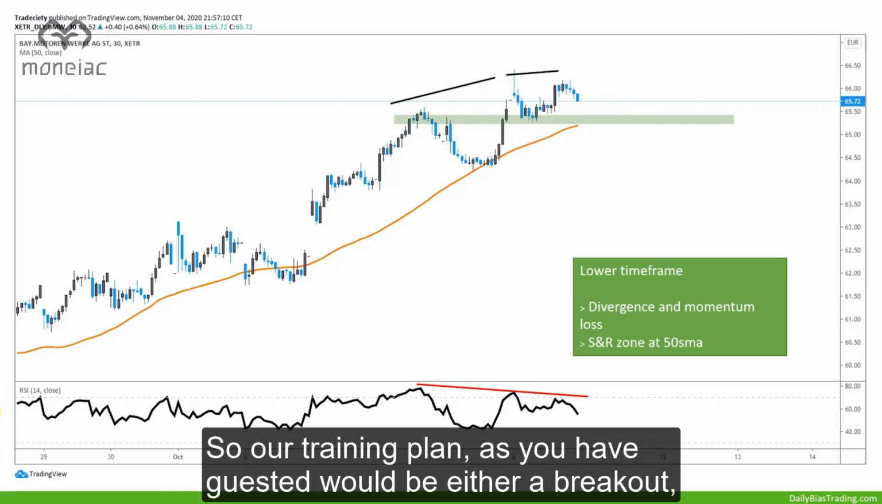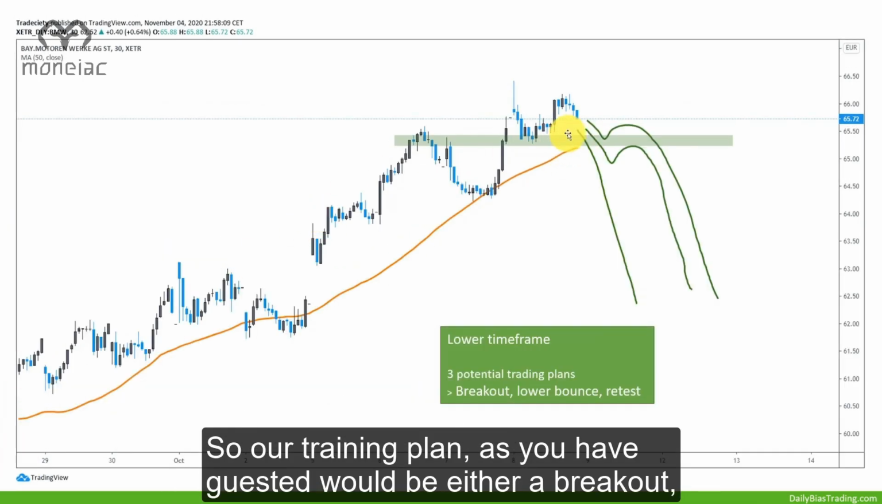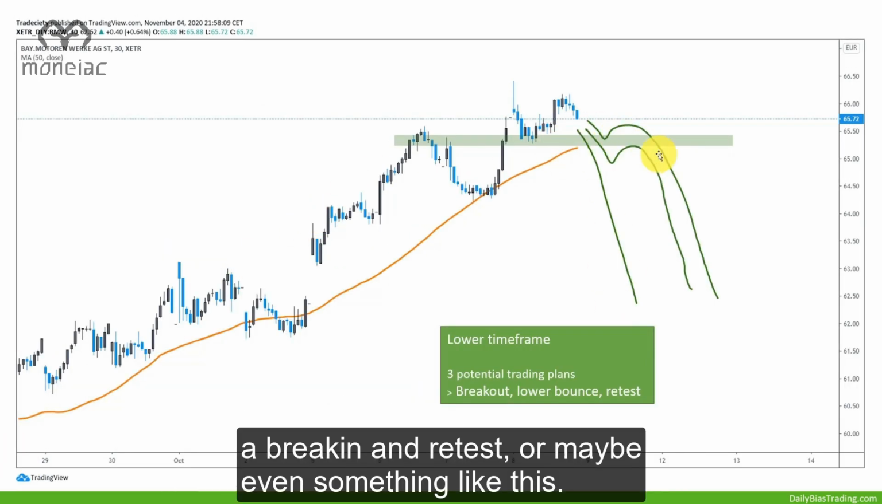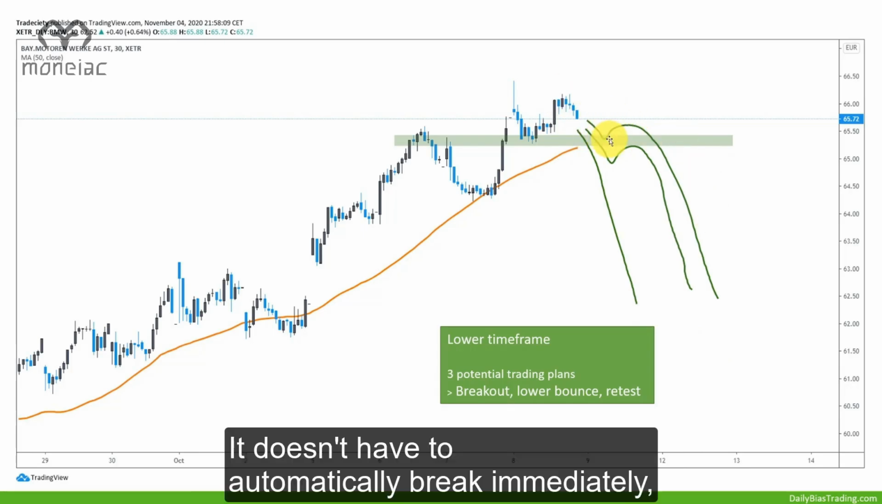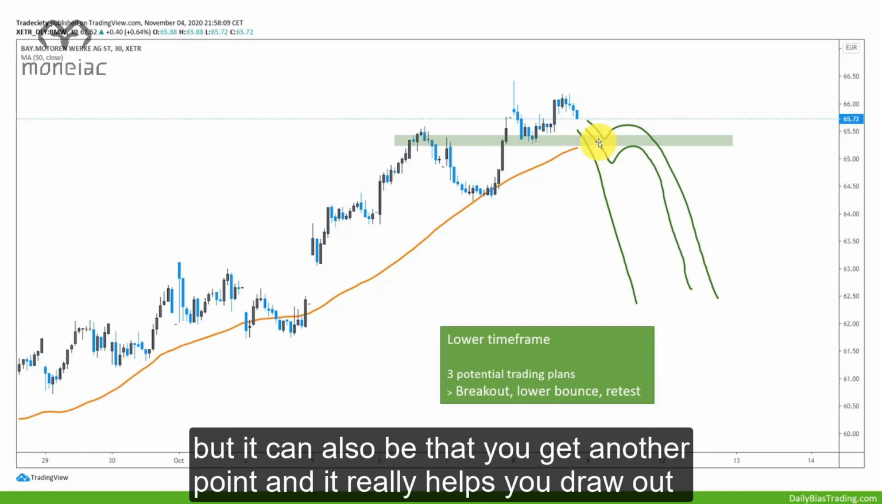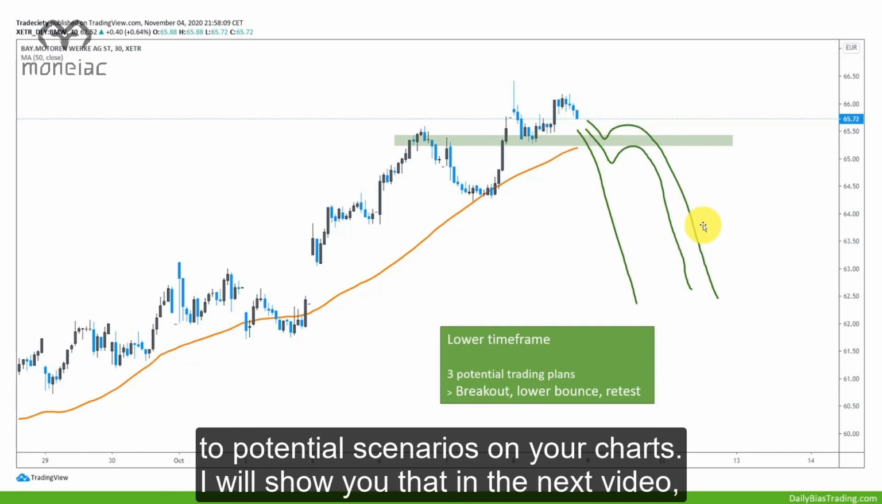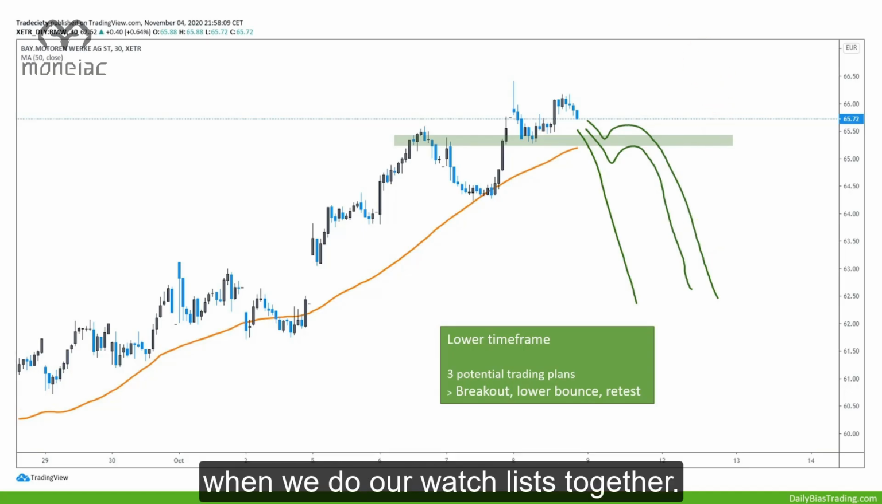So our trading plan, as you have guessed it, would be either a breakout, a break and retest, or maybe even something like this. It doesn't have to automatically break immediately, but it can also be that you get another point. and it really helps you draw out the potential scenarios on your charts. I will show you that in the next video when we do our watch list together.